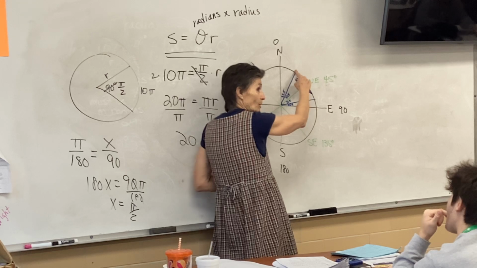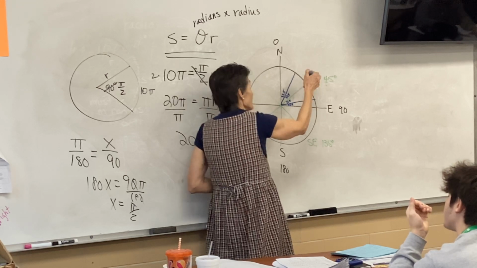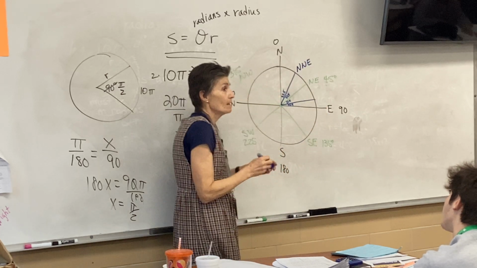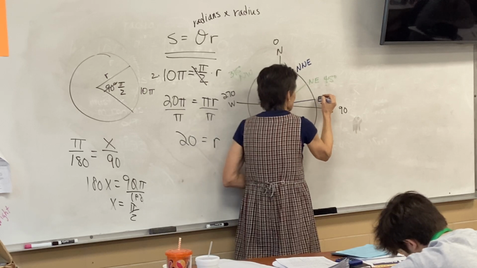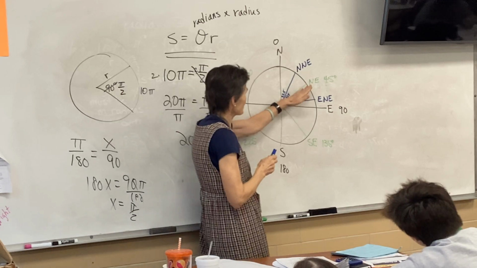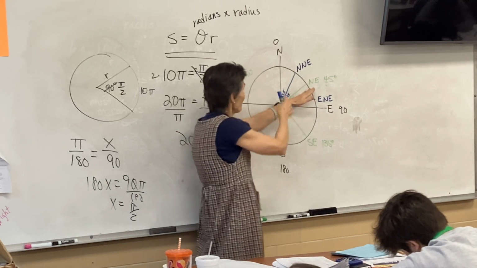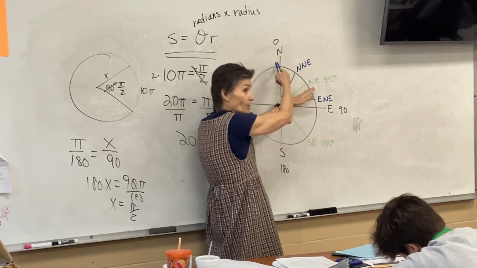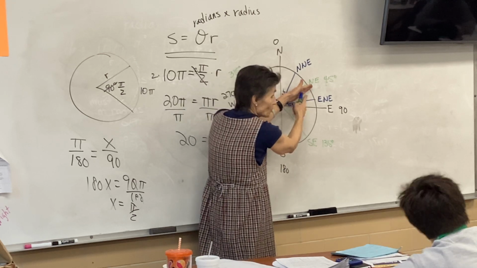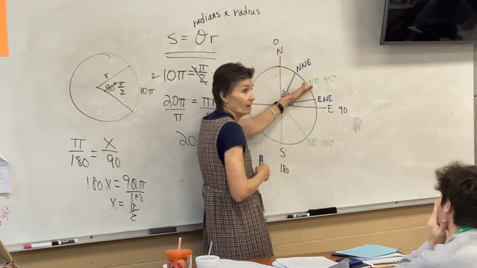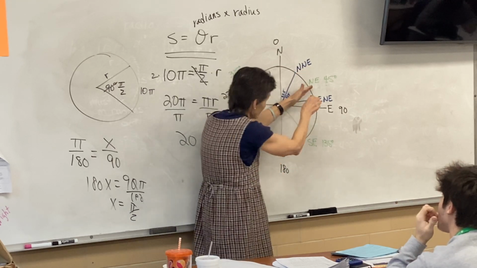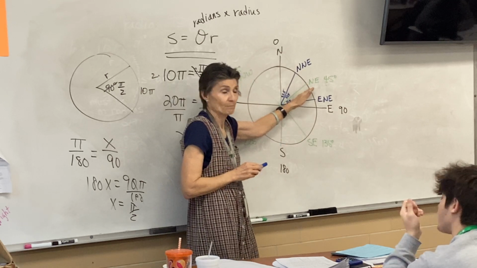This one, anybody know what this one's called? It's called north-northeast. This one is called east-northeast. Now, let's talk about that. This is the northeast line, right? This split is on the north side of northeast. This split is on the east side of northeast. So that's why that one's called north-northeast, and this one is called east-northeast.